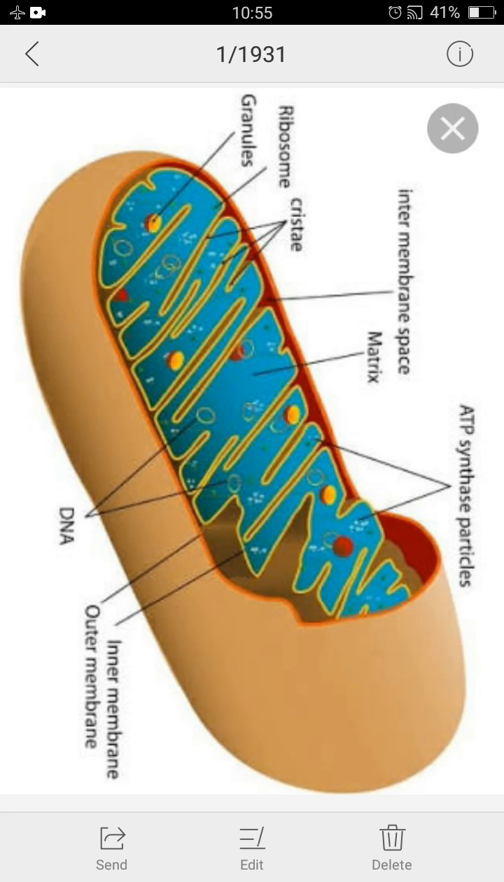Mitochondria, singular mitochondrion. Unless we use special stains, we are not able to see mitochondria under the microscope. So we need to use some special chemicals, and only then can we see mitochondria under the microscope. Okay, the number of mitochondria per cell is different depending upon the physiological activity of the cells.